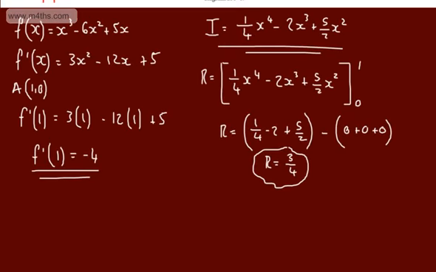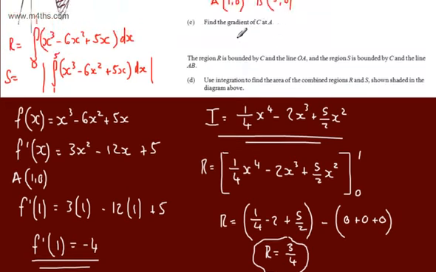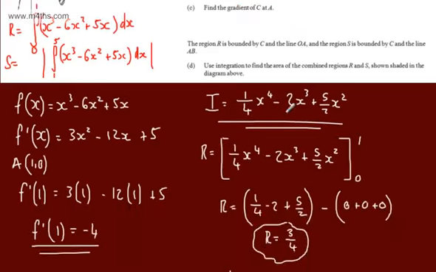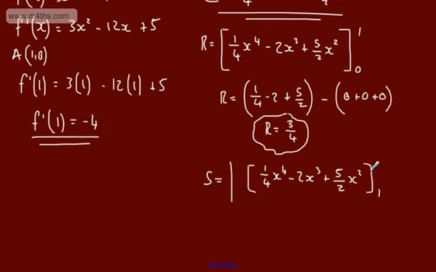Okay, now what we've got to do is consider S. And I'm going to be clear with this. S is going to be the modulus. So we're going to get the modulus. And what we've got then is the following. Again, we've just got 1 over 4 x to the 4th minus 2x to the 3rd plus 5 over 2 x squared. And we're interested in this from 1 to the value that we've got just here. And the value is here. B, we've got the x coordinate for B of 5. So we're going from 1 to 5.